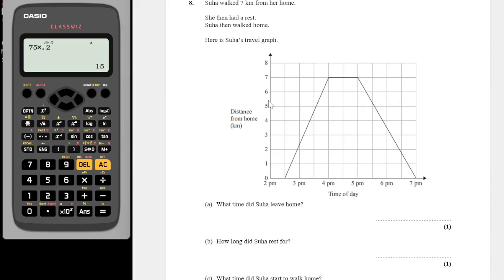Okay, Sahar walked 7 kilometers from her home. She then had a rest. Sahar then walked home. Here is Sahar's travel graph. Distance from home on our y-axis and time of day on our x-axis. What time did Sahar leave home? Well, that's going to be this point here, halfway between 2 and 3 p.m. And because we're on a 12-hour clock, I would give my time as a 12-hour clock. So 2:30 p.m.